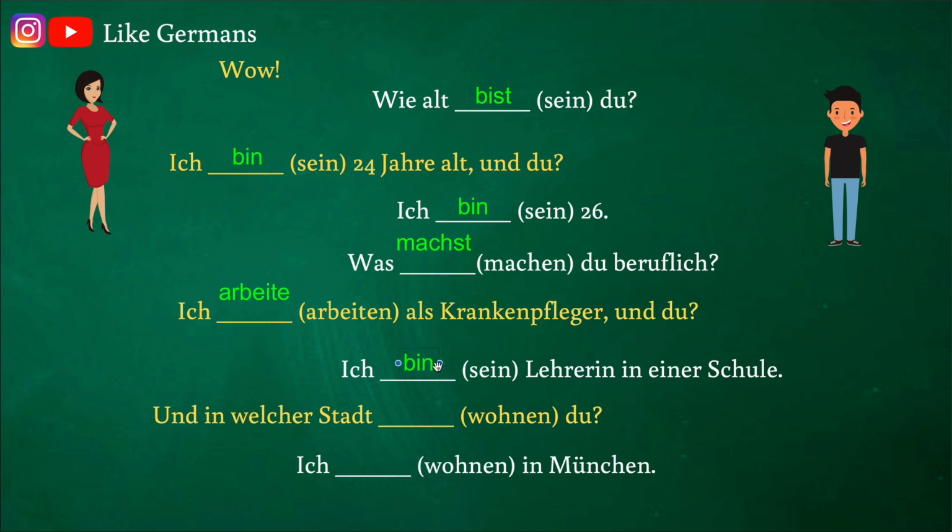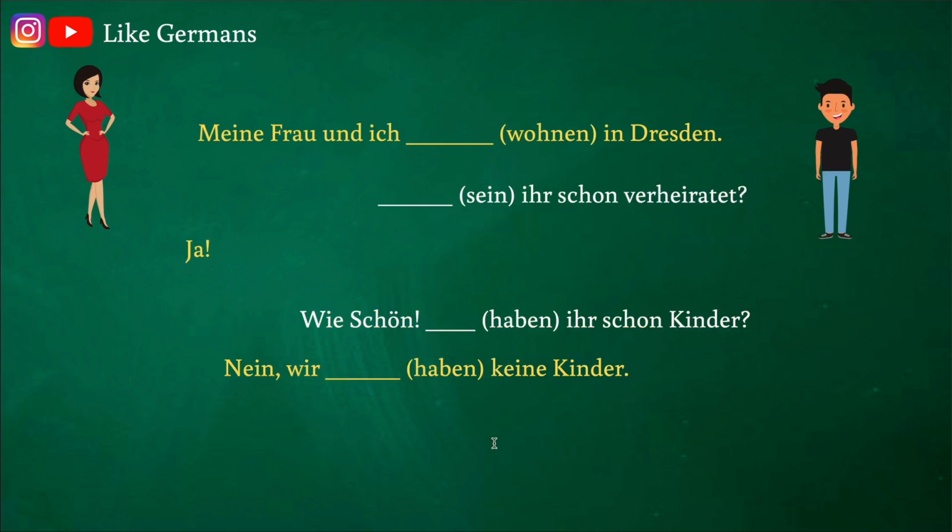And in which city do you live? Und in welcher Stadt wohnst du? I live in Munich. Ich wohne in München. Alright. My wife and I, we live in Dresden. Meine Frau und ich wohnen in Dresden.